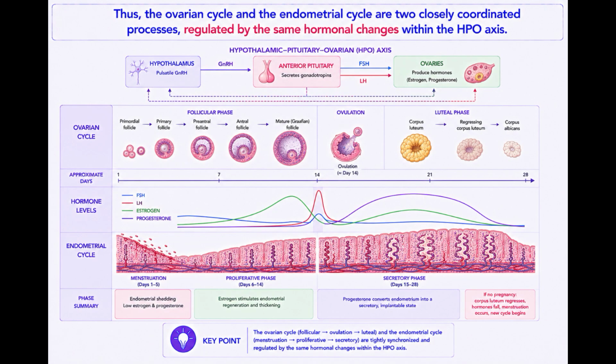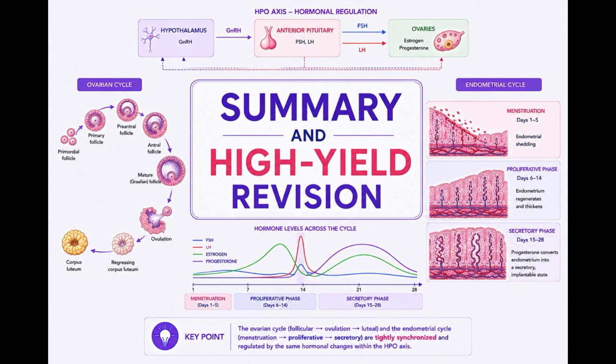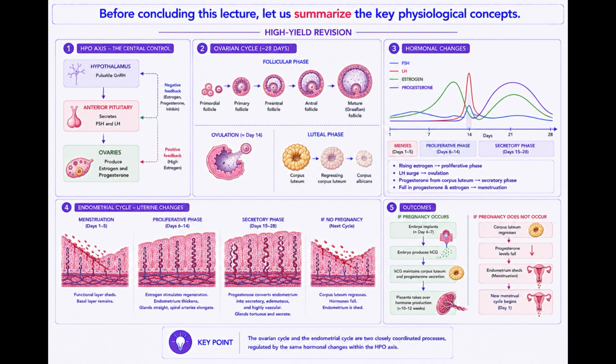Thus, the ovarian cycle and the endometrial cycle are two closely coordinated processes, regulated by the same hormonal changes within the HPO axis. Summary and high-yield revision. Before concluding this lecture, let us summarize the key physiological concepts.